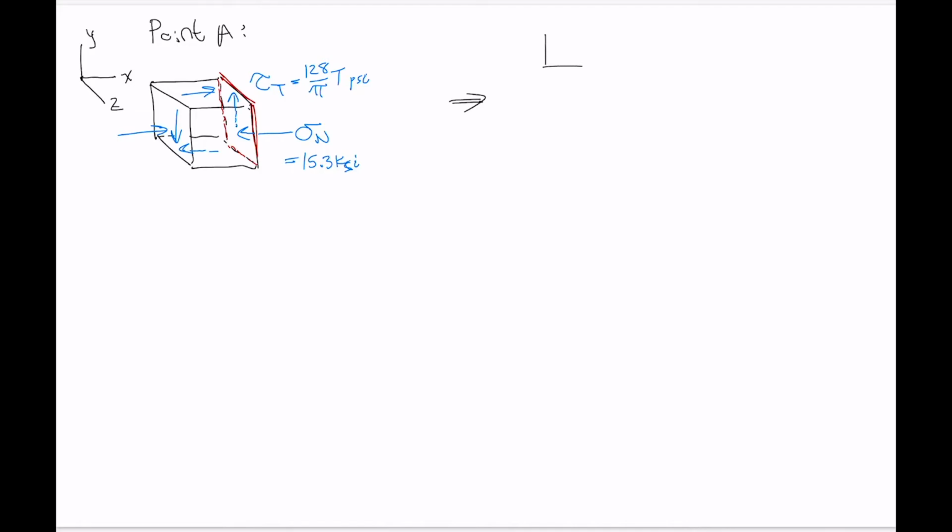So that's the one in the XY plane, and that's easy to draw. We've got just one normal stress, sigma subscript n, and then our shear stress on this side goes upwards, downwards, to the right, to the left. So this is tau due to T. Okay, values of those are as shown on the left.